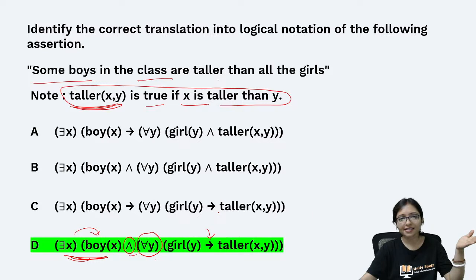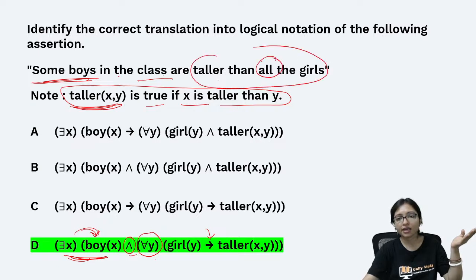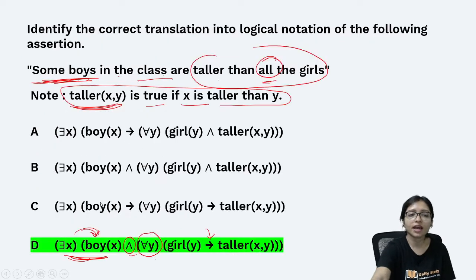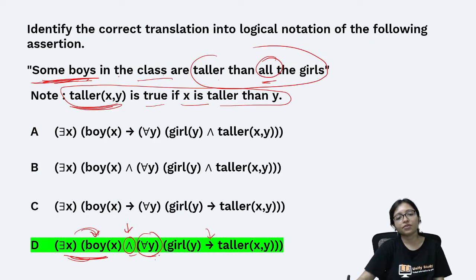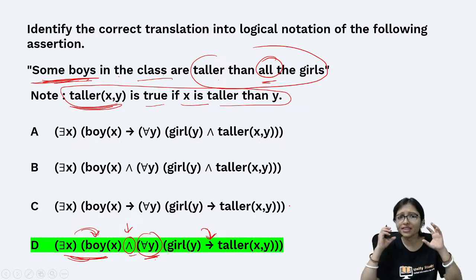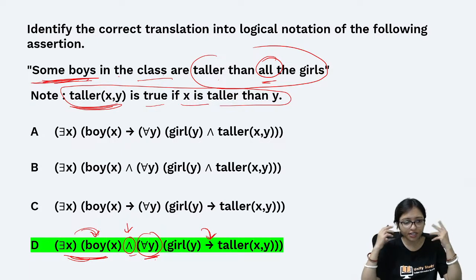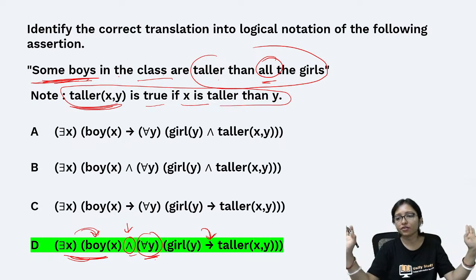Yes, right. Some boys, that is there exist, in the class are taller than all girls. So here I have to use there exist, here I have to use for all. That's why with the there exist we use and, and with the for all we use implication. With this trick it is working, right? With this trick you are able to find the correct answer. So the trick is also important. How to relate, then there will be no confusion.